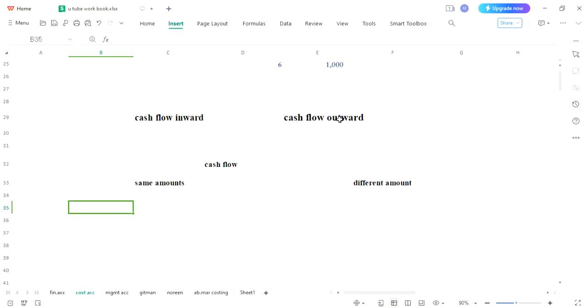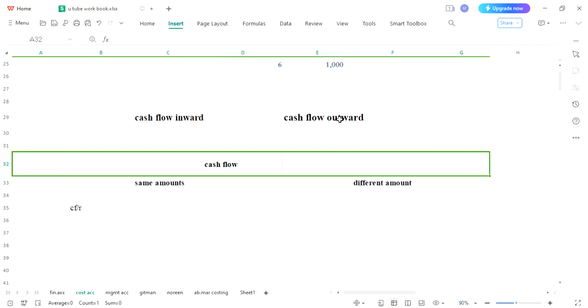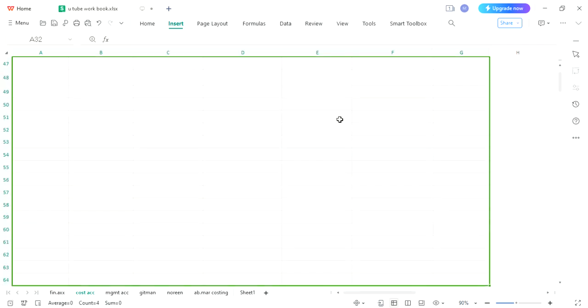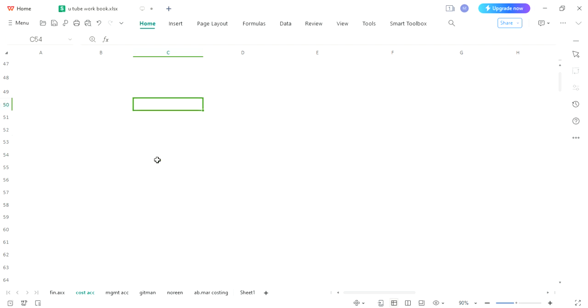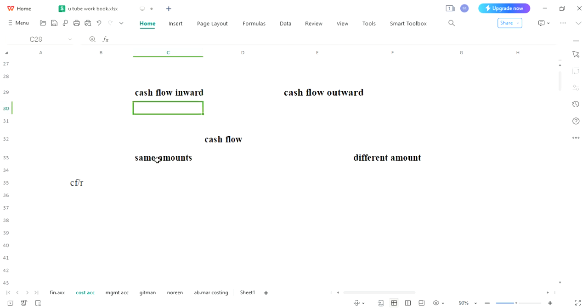For this, what you will do is cash flow divided by small r, the rate of interest. Actually the size is not enough. Let's make an appropriate size. I think size 16. Let's make it a little larger. Okay, we have this formula for when amounts are the same.